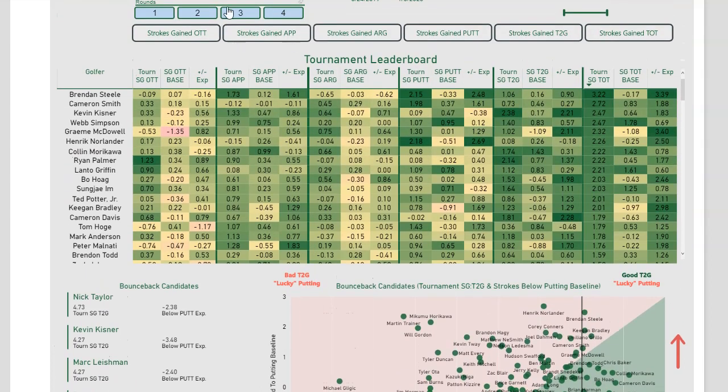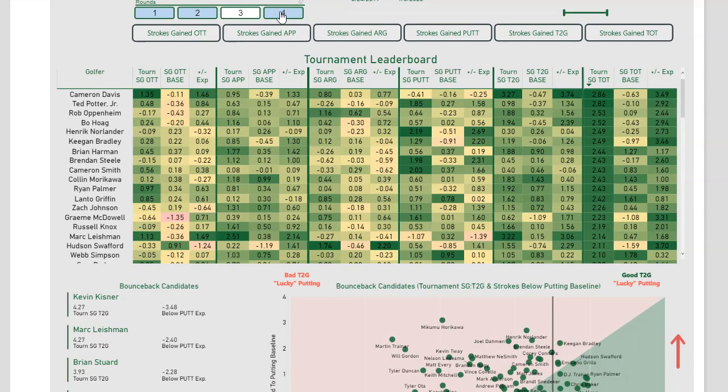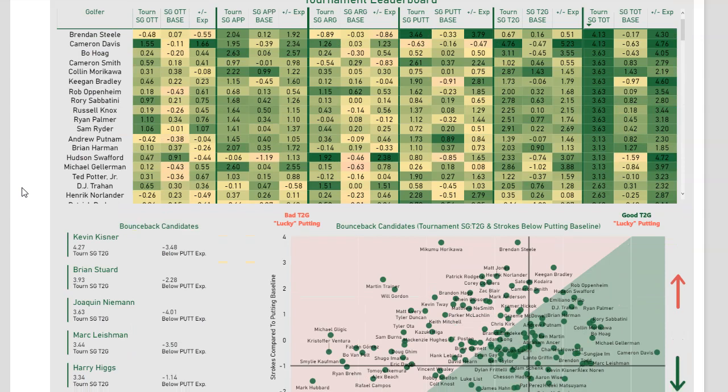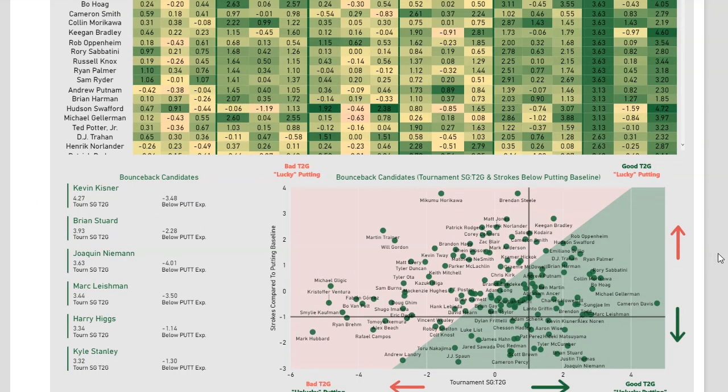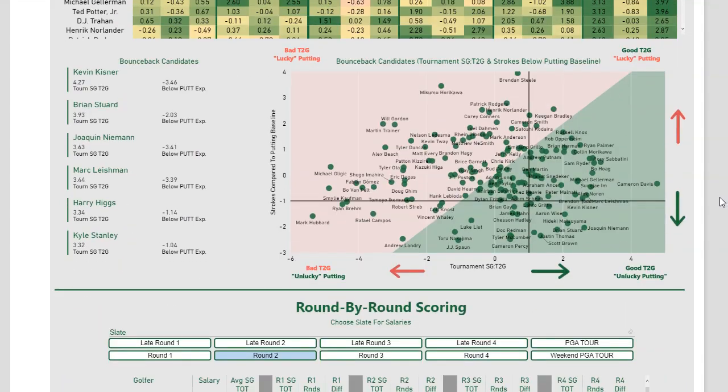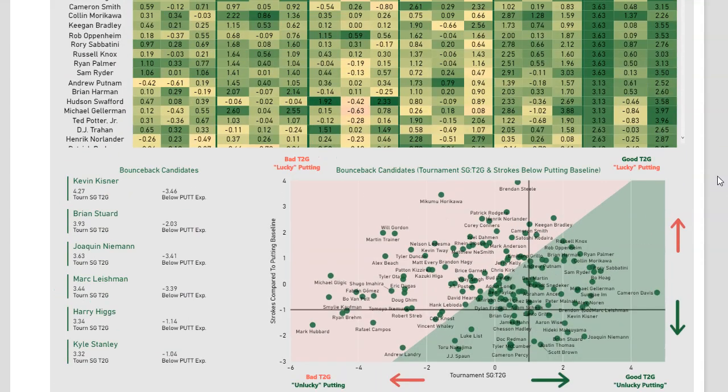And actually, let's adjust this a little bit here, because when you adjust the date ranges and the rounds, it's also going to impact these graphs down here. Then I'll go back and make my date range probably closer to the full 2019 year. So what you're looking at now is this.